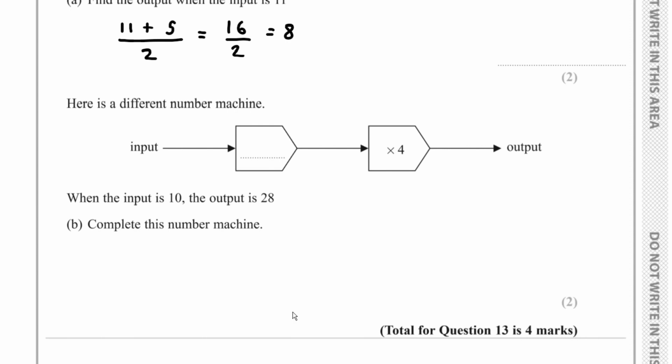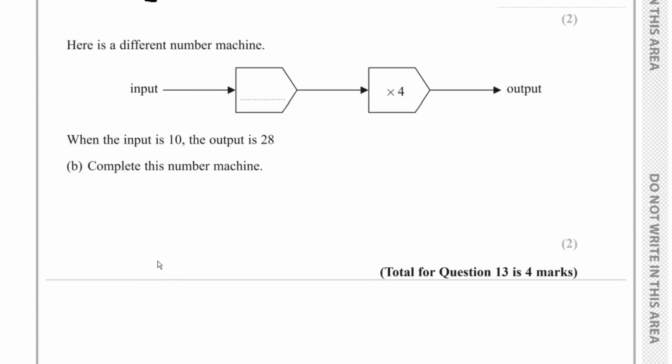Question number 13, part B. Here is a different number machine. We have an input. We don't know what our next step is, but the step after is to multiply by 4 and we get an output. When the input is 10, the output is 28. Part B, complete this number machine. So, we've got an output of 28 and we've got an input of 10.